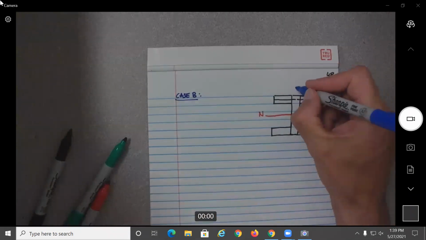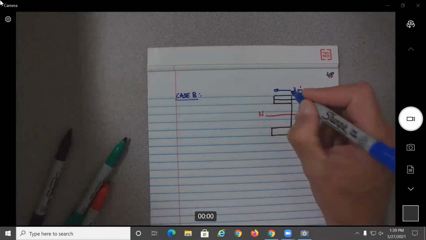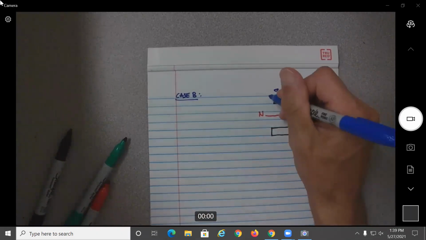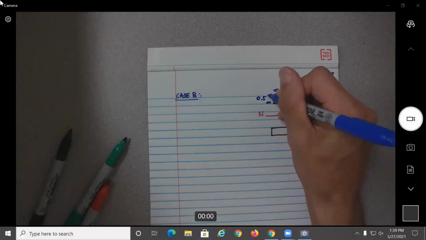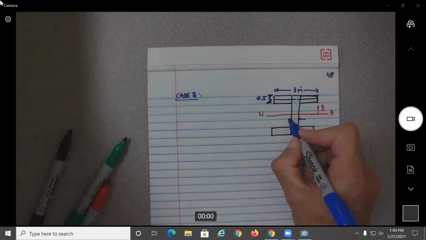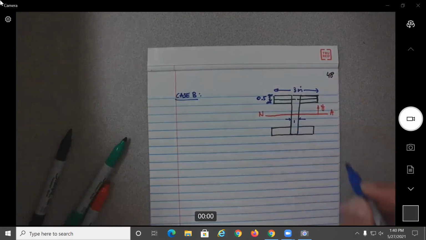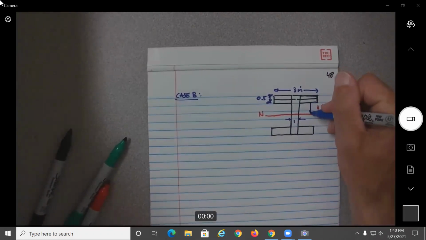Okay, it will be the same dimension. So this is 3 inches. This is 0.5. And this is 1. I mean, I don't know how much we need here. This will be 1. And this will be here basically 2 and 2.